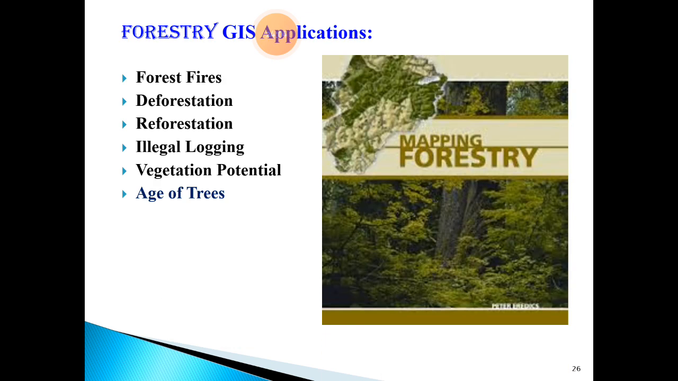Next is GIS application in the field of forestry. Forests are the areas of uncultivated vegetations. It forms a habitat for many wildlife. They form a major natural resources for guarding the water table also. So, forestry GIS application helps us to know and plot forest fires, monitoring of deforestation and reforestation, illegal logging, vegetational potentiality, then detecting the age of the trees, etc.